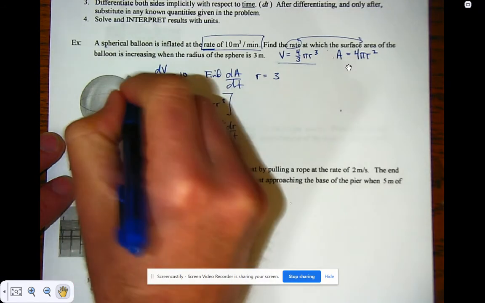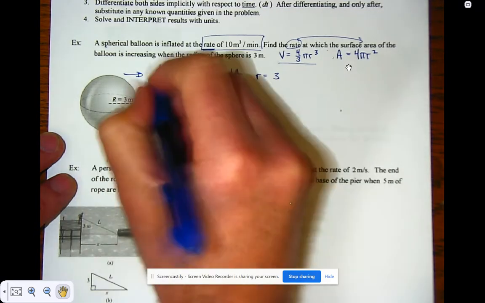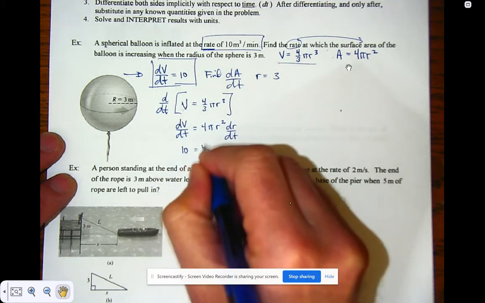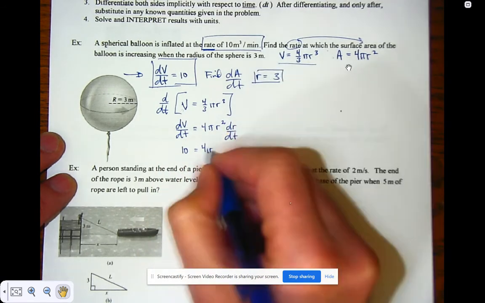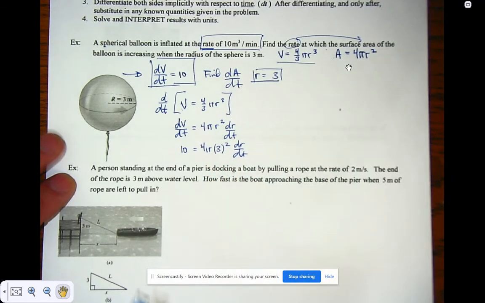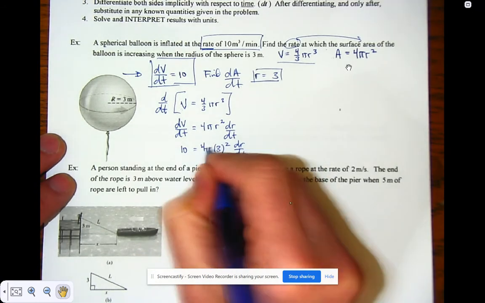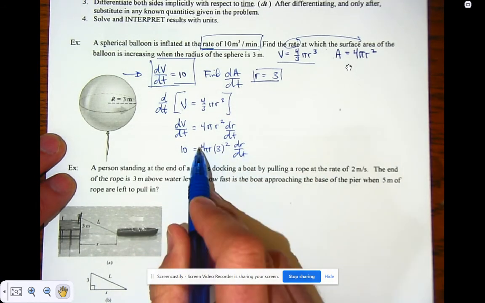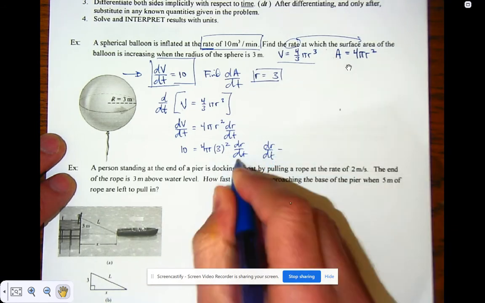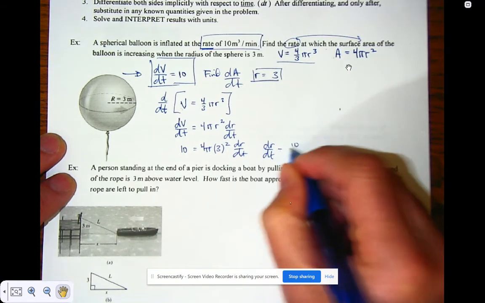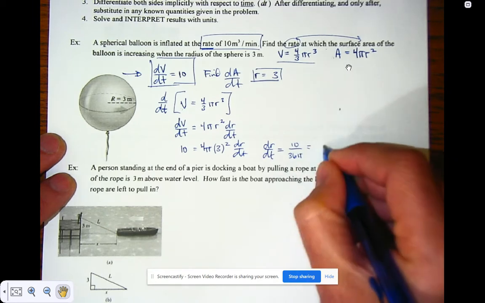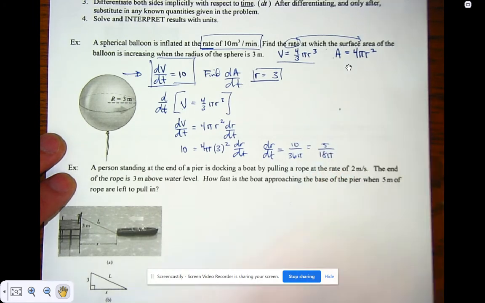So go back to what we wrote down from what they gave us. They gave us dV/dt is 10. So I can replace that. 4 pi, they told me r is 3, 3 squared. And then I have dr/dt. So that's my only variable I have left. So solve for it. 3 squared is 9. 9 times 4 is 36 pi. And so if you solve for dr/dt, you would divide 10 by 9 times 4, 36 pi, which would reduce to, cut that in half, 5 over 18 pi.